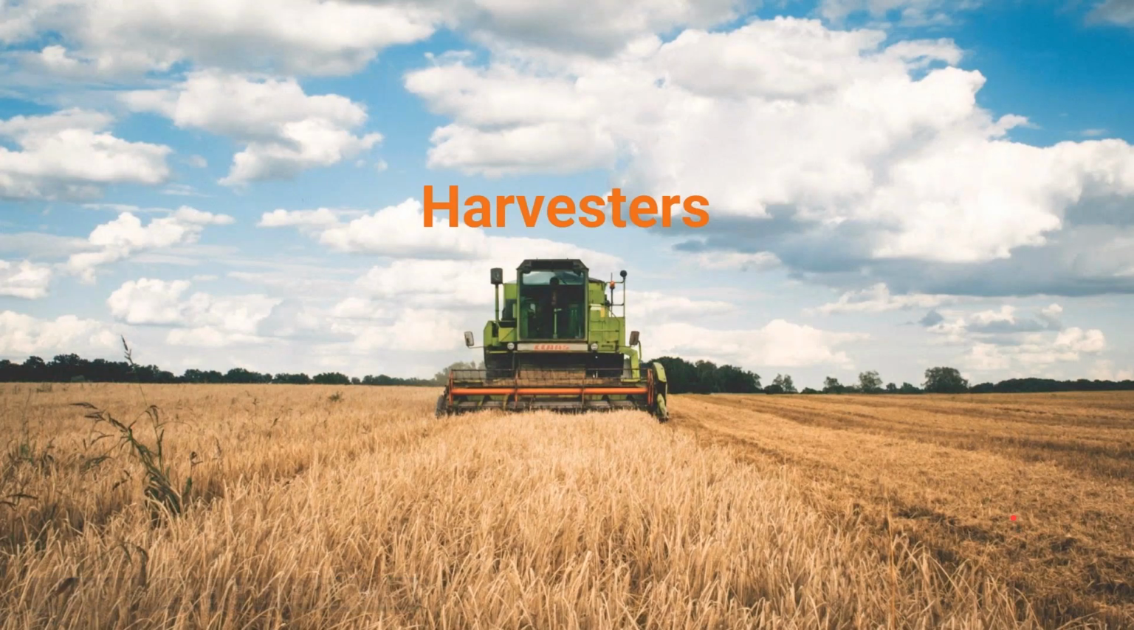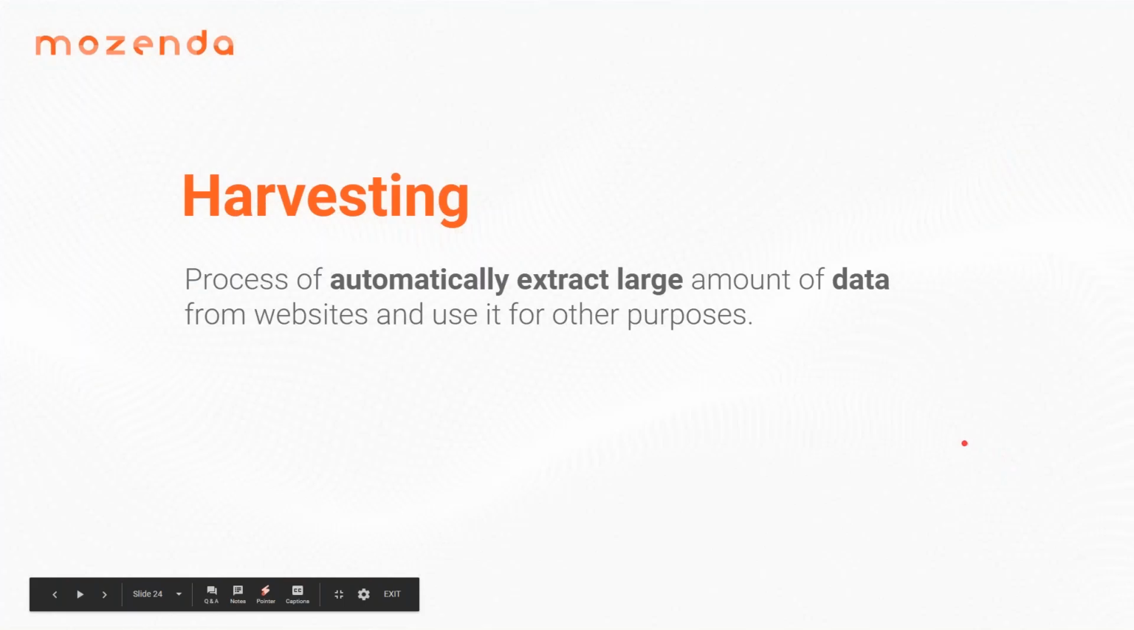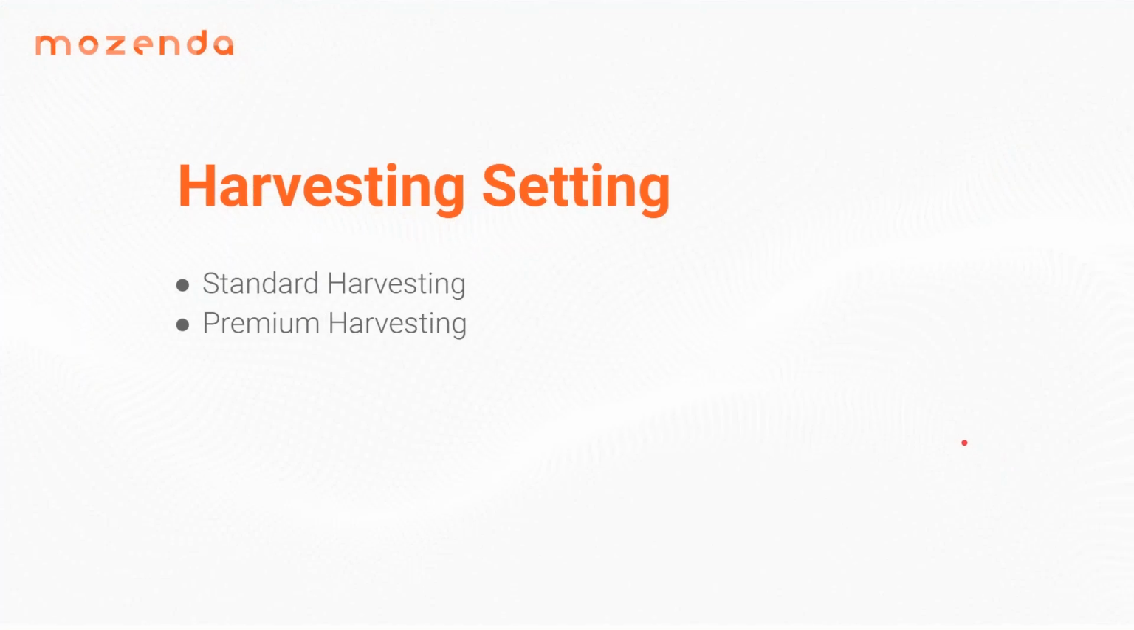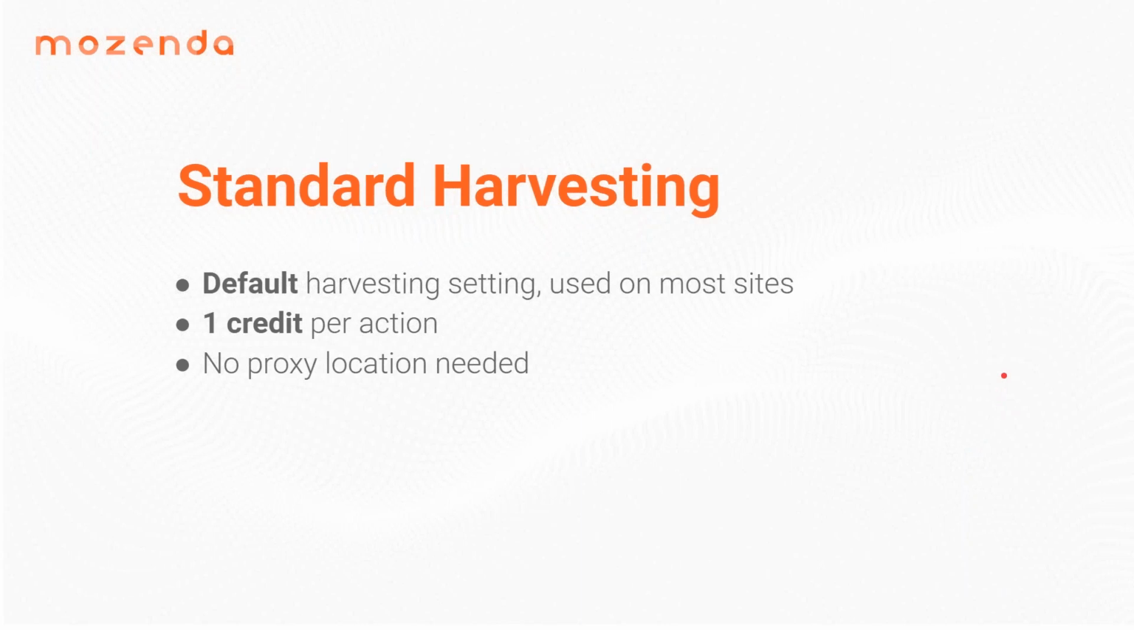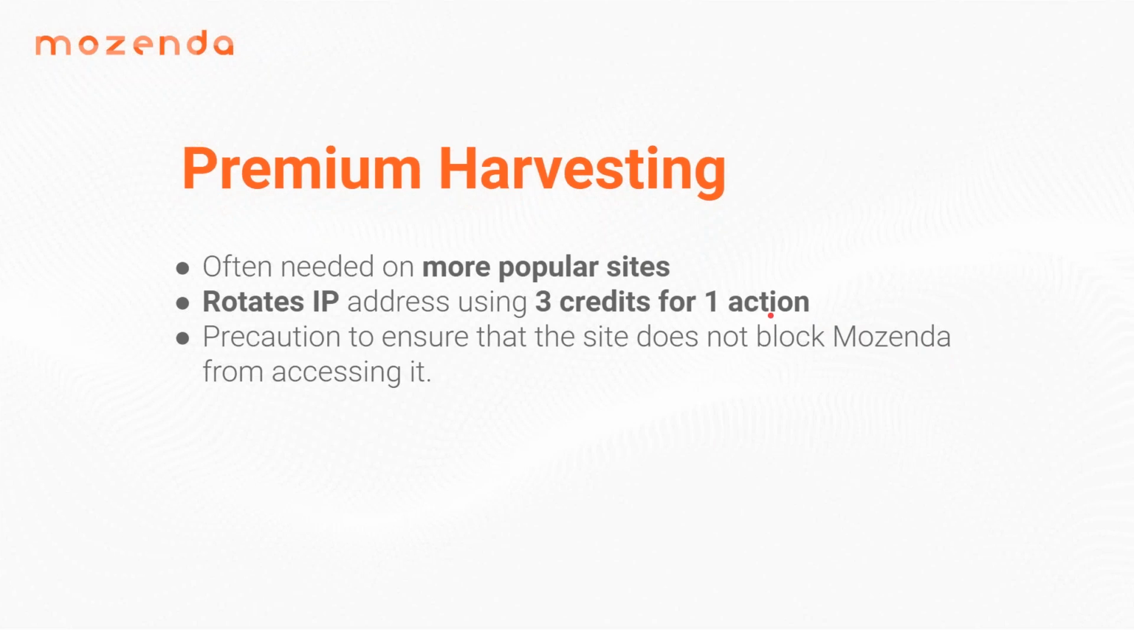Our harvesters is the lifeblood of why we're here. Harvesting is a process of automatically extracting data from websites. We have 2 kinds of harvesting settings here at Mozenda. One is standard, the other is premium. Standard is the default. This will have minimal impact on your credits because it's one credit used per request or navigation request or action. With premium harvesting, it's used on more popular sites, and it will rotate your IP address for every 3 actions to ensure that we are still hitting those safeguards on more popular websites, but you're able to get the data you need.